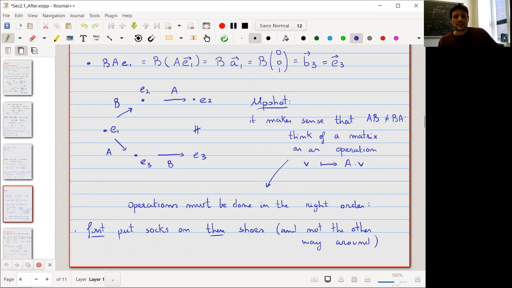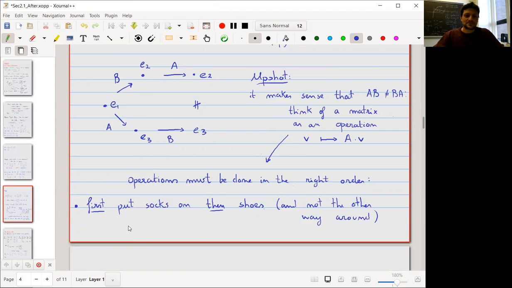If you're not familiar with order of operation mattering, think about a very familiar thing that you do every day. You would never dream of putting your shoes on before putting on your socks. If you change the order of the operations, put socks on and then shoes, something goes wrong. It's the same here. Multiplying by matrices has to be done in the correct order. If you switch the order, you get a different result.